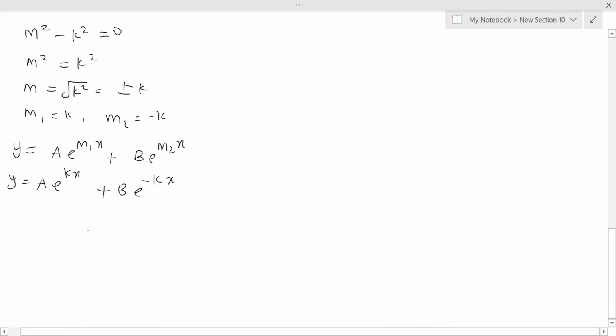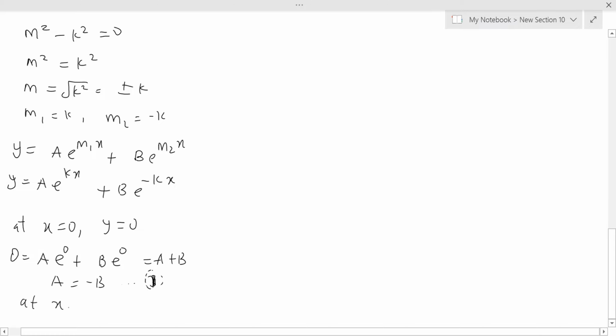So after having this general solution, we need the unique solution, that is when we use the boundary condition. So at x equals 0, y is equal to 0. If you put 0 for y and you put your a, then x is 0, so you get a exponential 0 plus b exponential 0. So this will give you a plus b equals 0, which means a is equal to minus b. Call it equation 1. So let's use the other one. At x equals pi over 2, y is also 0.